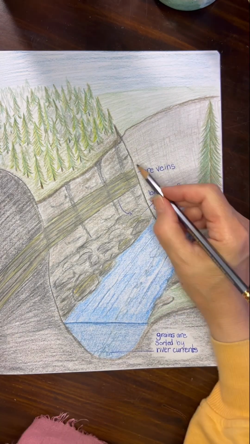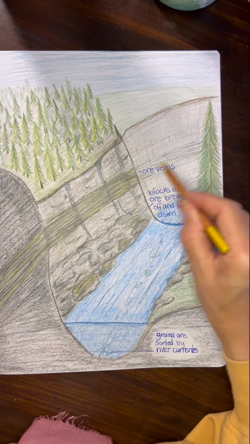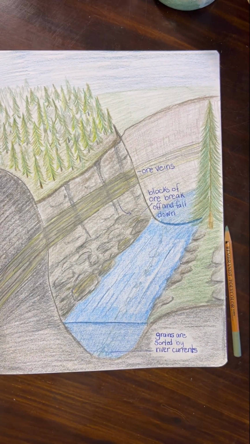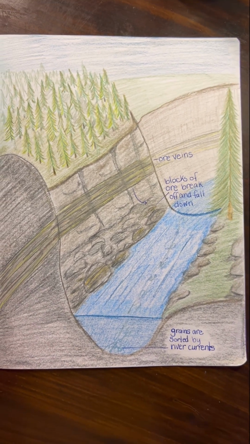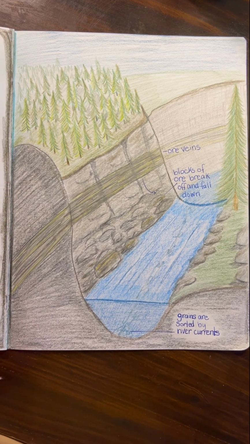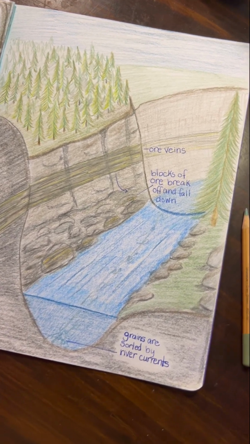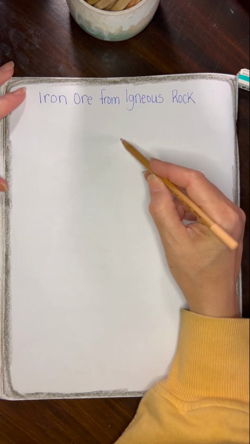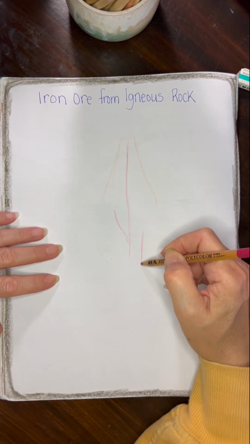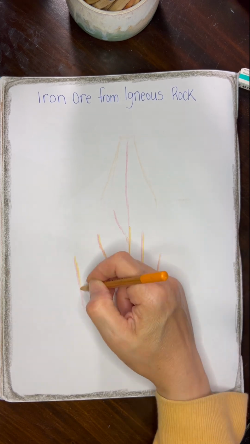So I went ahead and added a little bit more illustration to the back of the illustration just because I didn't have any more written content for this page. I just have a few captions, and I do end up titling it Iron Ore from Sedimentary Rock because I think that this illustration more closely depicts iron ore from sedimentary formations.